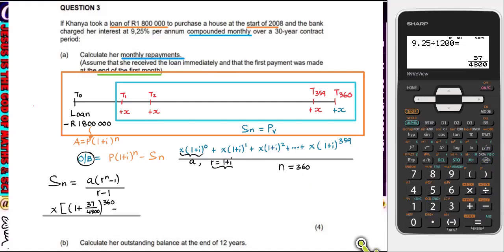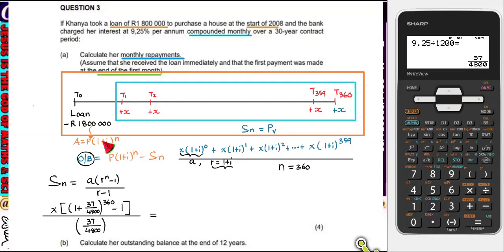And then minus the 1. And then I must close the bracket there. And then all over, yesterday we saw it's R minus 1, it's just going to be I at the bottom. So really, we're having 37 all over 4,800. I don't like to round off. We don't round off in finance. Round off at the end.